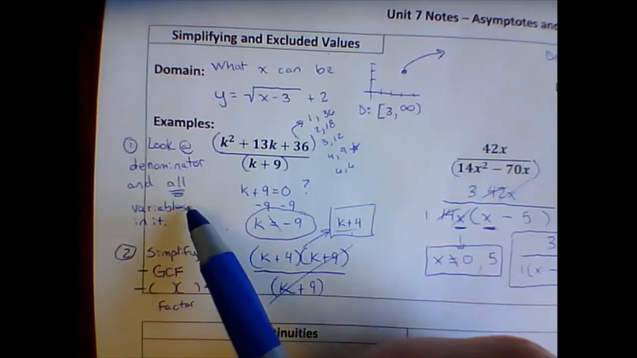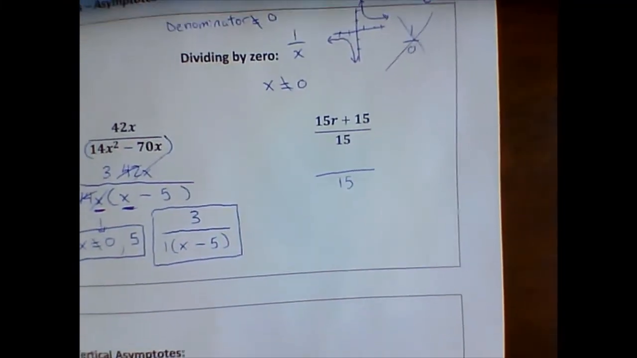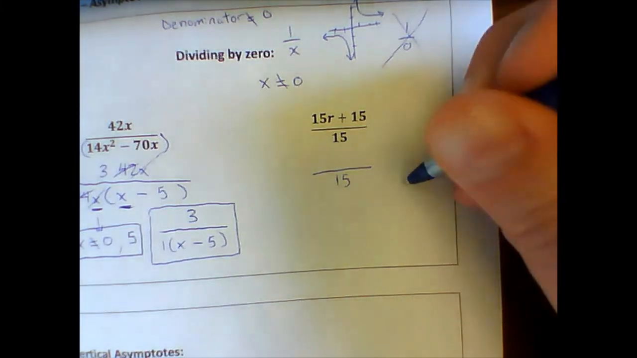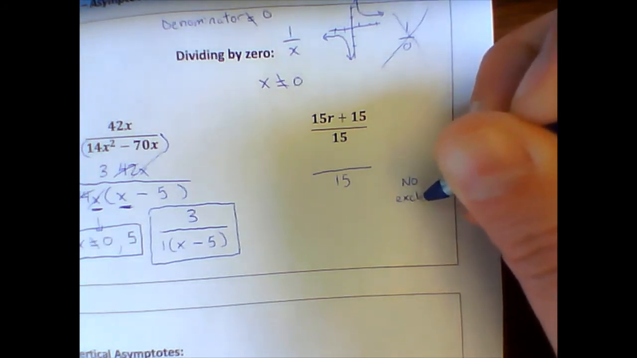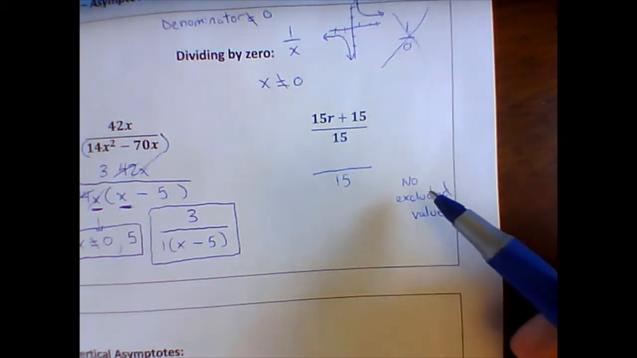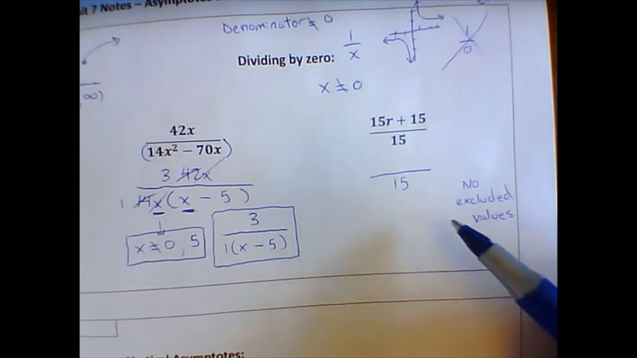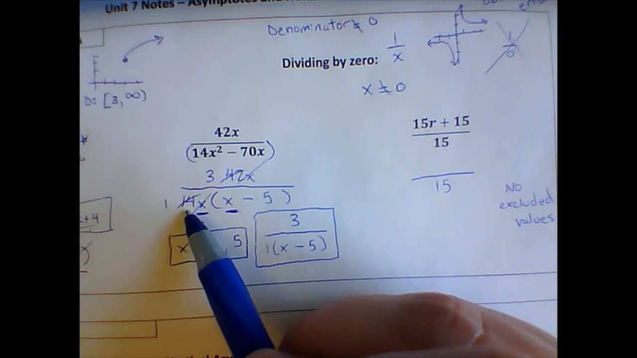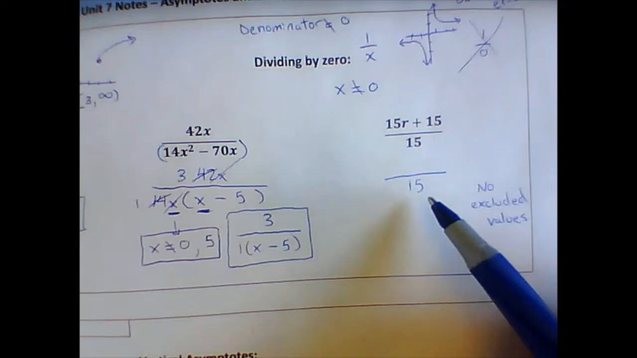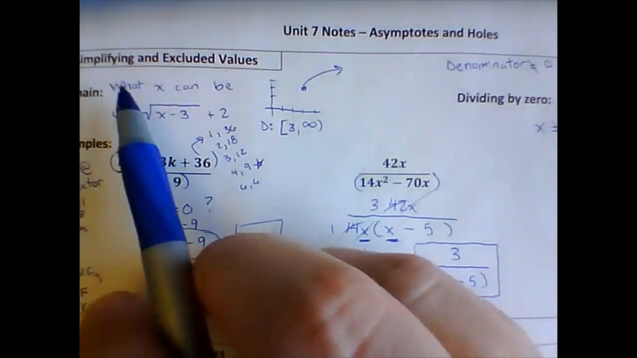All right, first of all, we're going to look at the denominator and all the variables in the denominator. Only the variables. This guy doesn't have any variables. That means there are no excluded values. If he doesn't have variables, he doesn't have excluded values. The variables, plugging things in for x, it's a domain, okay? The variables are what are making the excluded values. If that had been just a 14 out in front of the parentheses, we wouldn't have 0 as an excluded value. So this 15 doesn't make an excluded value, okay?